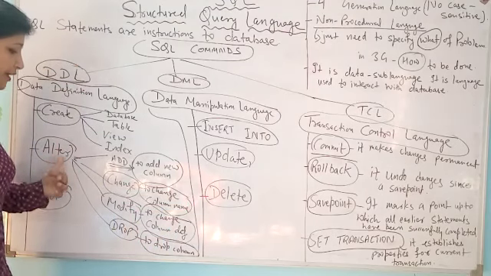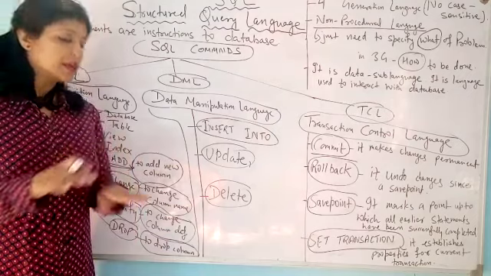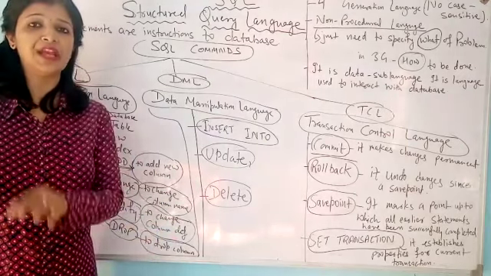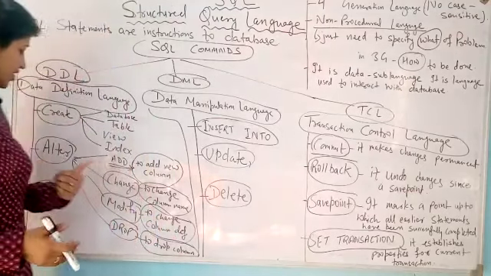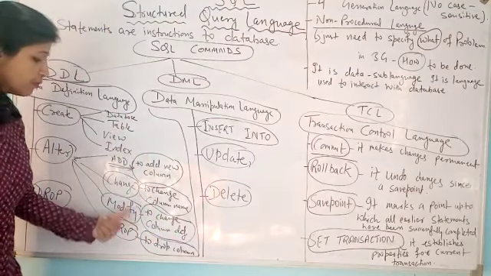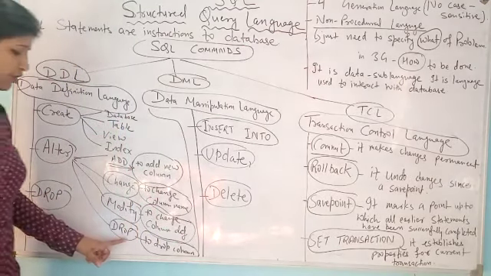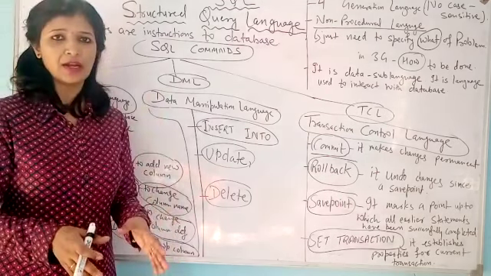Third is the alter with modify. Alter with modify is used to change the column definition, which means suppose we want to change the data type of any defined column, so we can change it by using alter modify. And the last one is the alter with drop command. Alter drop command is used to drop a column.